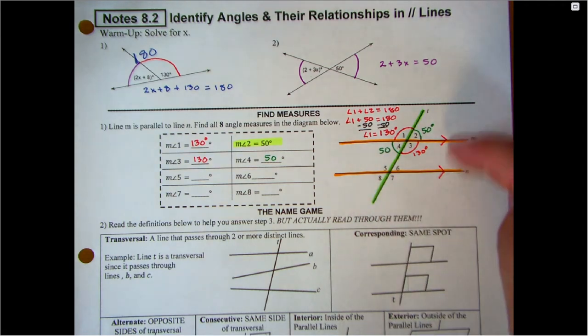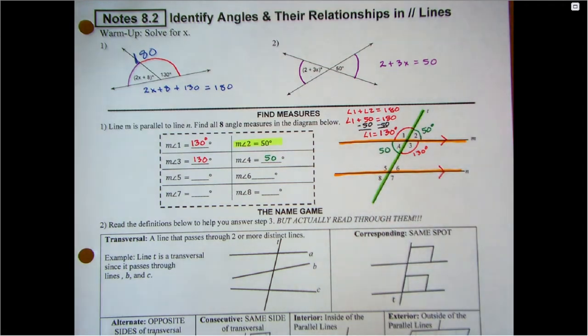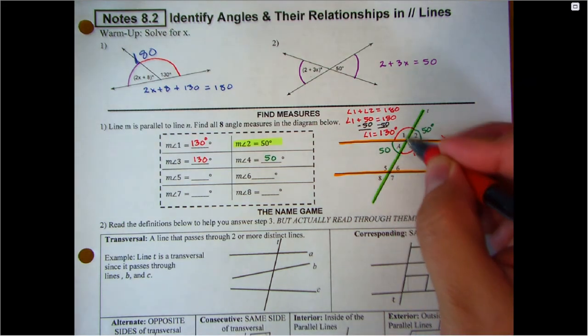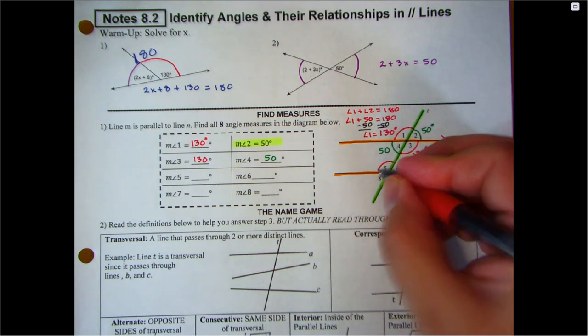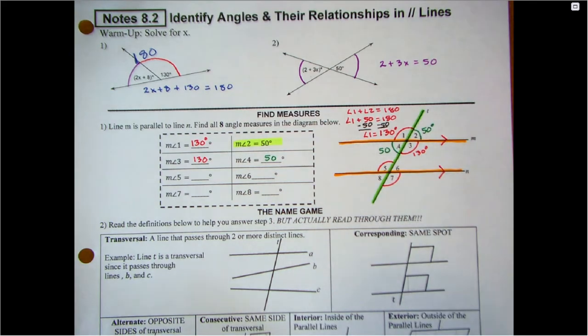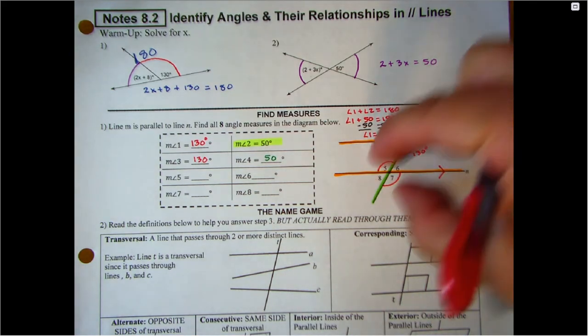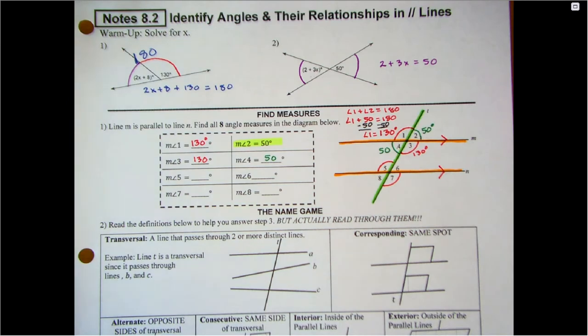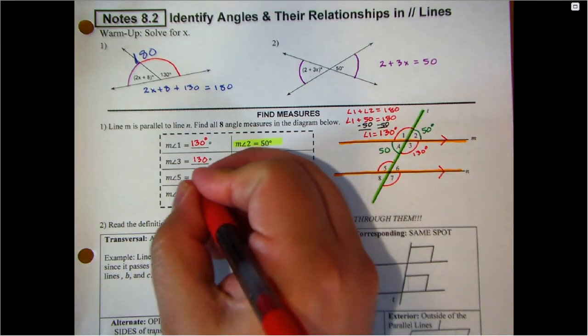Remember, they're parallel to each other. They're running in the same direction, which means the red angles 1 and 3 will be the same as 5 and 7. Why? Look at that. They're in the same location, same spot. We like to call that corresponding, another word that's going to come up right now.